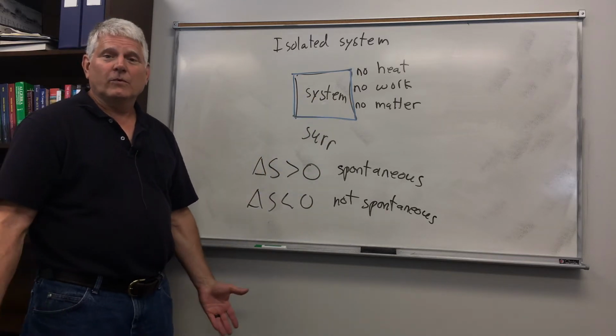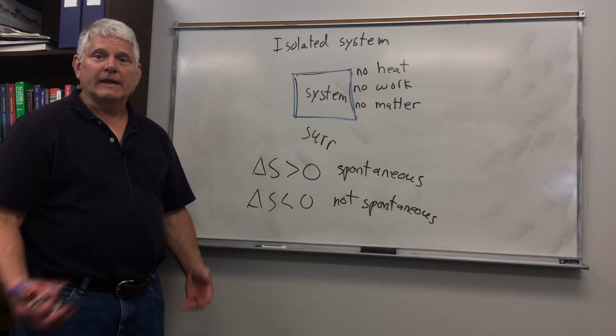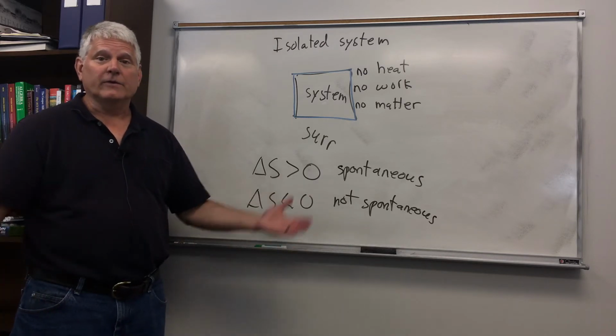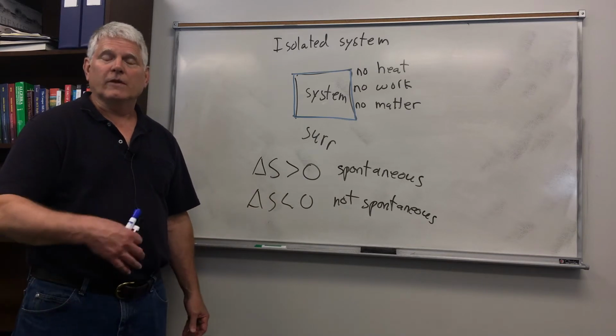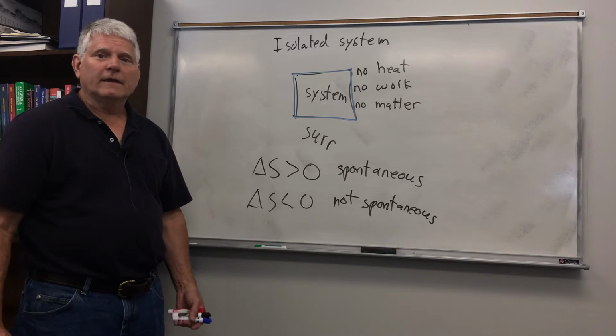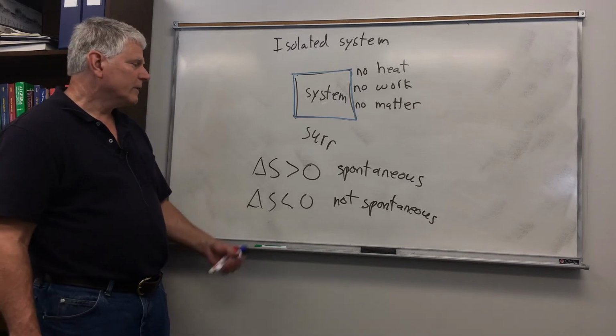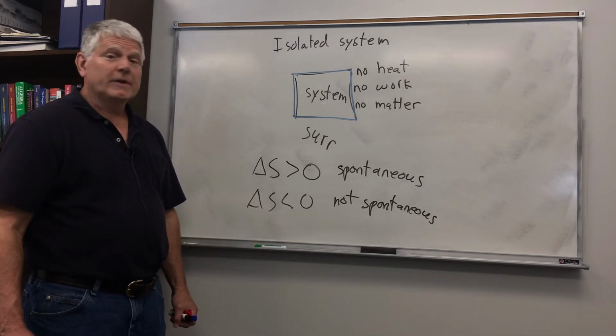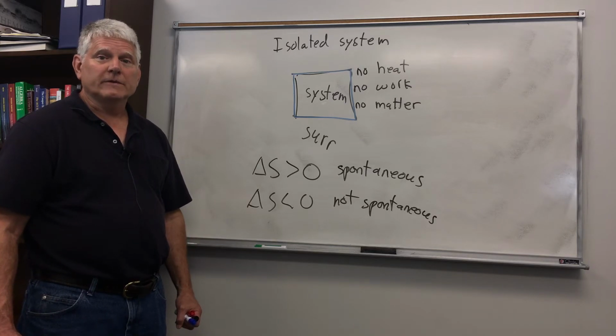So in real life, systems aren't isolated. Our heat engine interacts with the air and the surroundings. So heat can flow from our engine into the surroundings. So it's not an isolated system. So how can we use entropy to predict processes when a system's not isolated?